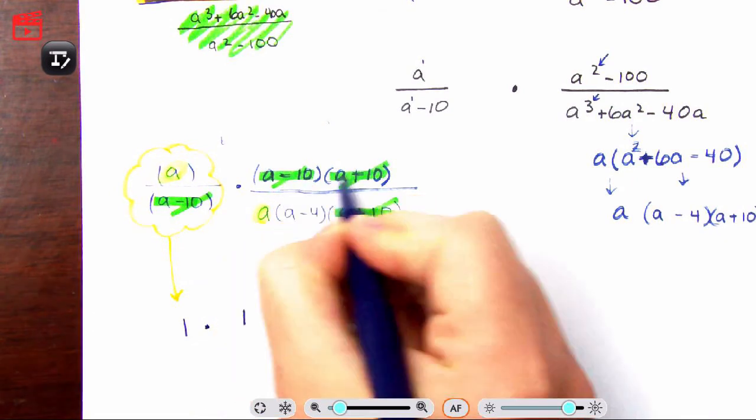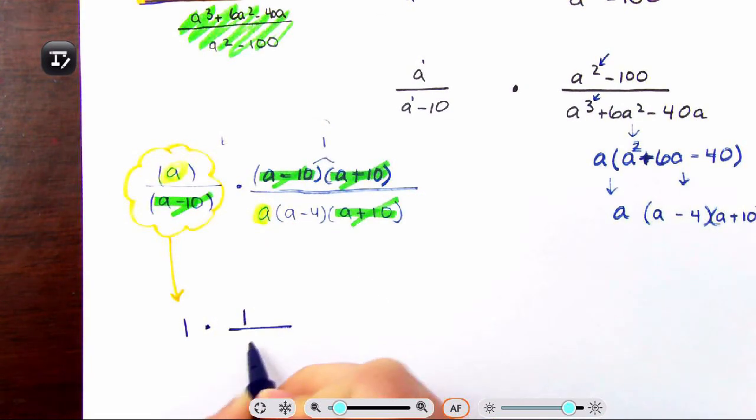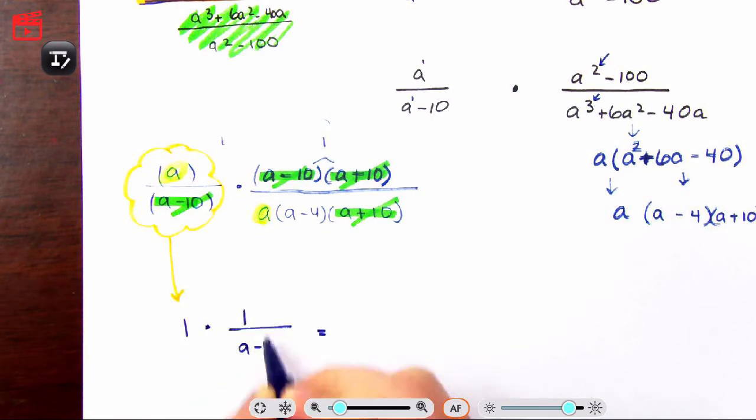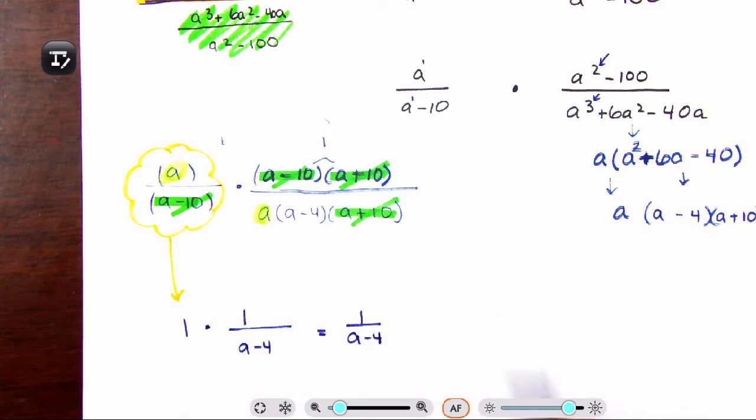Again, do you notice how everything is crossed out in this numerator? That means I have 1. And I have a minus 4 left over. So I have 1 times 1 over a minus 4, which is 1 over a minus 4. Now, again, I didn't do the excluded values. You have to do the excluded values before you simplify.